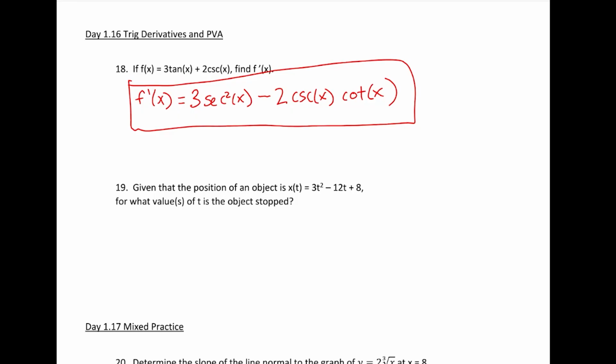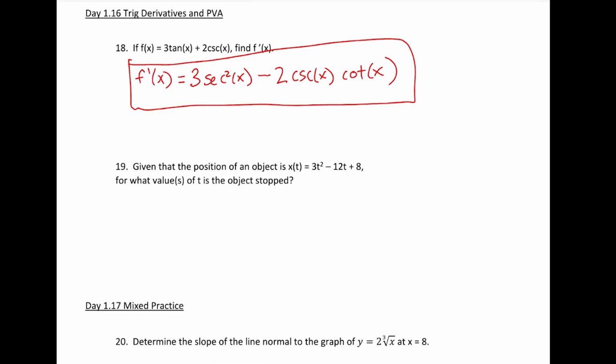Number 19 says, given the position of an object, and we're given an equation for the position. Sometimes you'll see it p, sometimes you'll see it x like it is here. Sometimes you see it as s for some reason. I don't know if that's a language thing or something. I've seen the position function given as s before. In this case, it's x, but it says for what values of t is the object stopped.